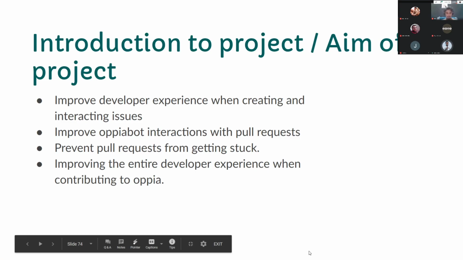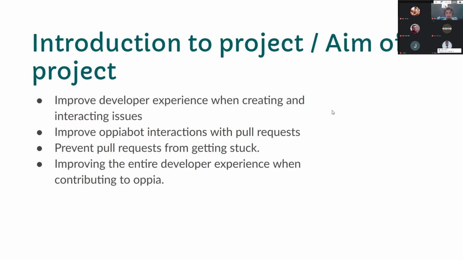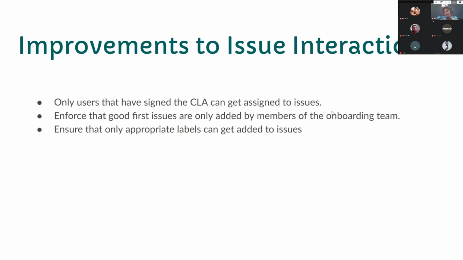My name is John James, and my GSoC work was to make Oppia bots more useful. My mentor was Ankita. The main aim of my project was to improve the developer experience when creating issues and working with pull requests, especially for new contributors, and also to help the pull requests get to completion and not get stuck.